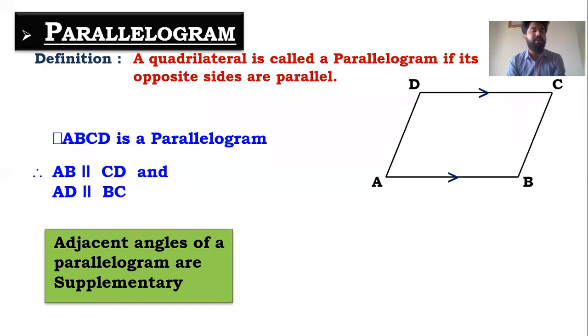What do adjacent angles mean? Adjacent means angles that come one after the other. After D we have A. After A we have B. After B we have C. After C we have D. So D and A are adjacent. A and B are also adjacent. B and C are adjacent. C and D are also adjacent. Perfect. Very good, everyone.